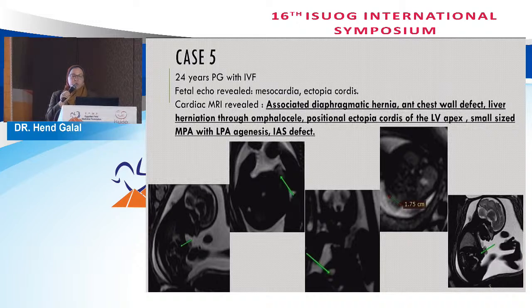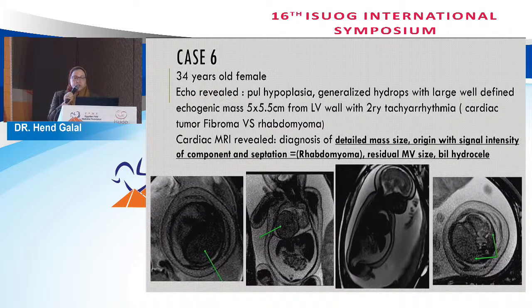Case 5 is 24 years, primary gravida with in vitro fertilization. Fetal echo revealed mesocardia with ectopia cordis. Cardiac MRI revealed associated diaphragmatic hernia, anterior chest wall defects, liver herniation through omphalocele, positional ectopia cordis of just left ventricular apex, small size main pulmonary artery with left pulmonary artery adjacency, and additional intra-atrial septal defect.